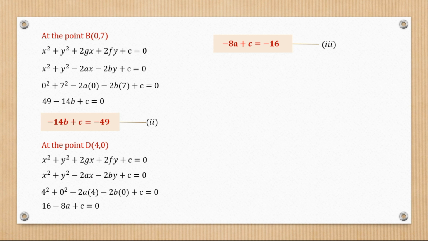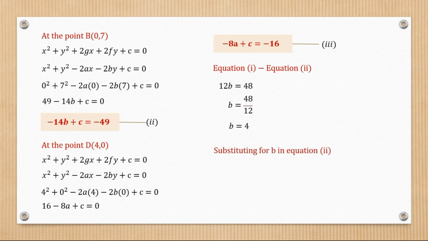So now to find the values of a, b, and c, the first thing I can do is subtract equation 2 from equation 1, and that means the c's will cancel and I'll be left with 12b being equal to 48. Then I shall see that b is equal to 48 over 12, so b shall be equal to 4.